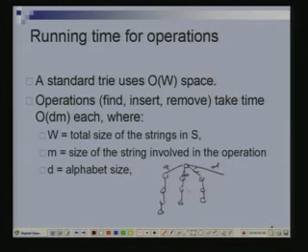How many nodes are there now? As many as the total, not total number of words, which is exactly the total size of the strings in S. By size I mean put all their characters together and take their total size. Let's call that W. So that's the space requirement, which is too large. So we have to do something about this one.